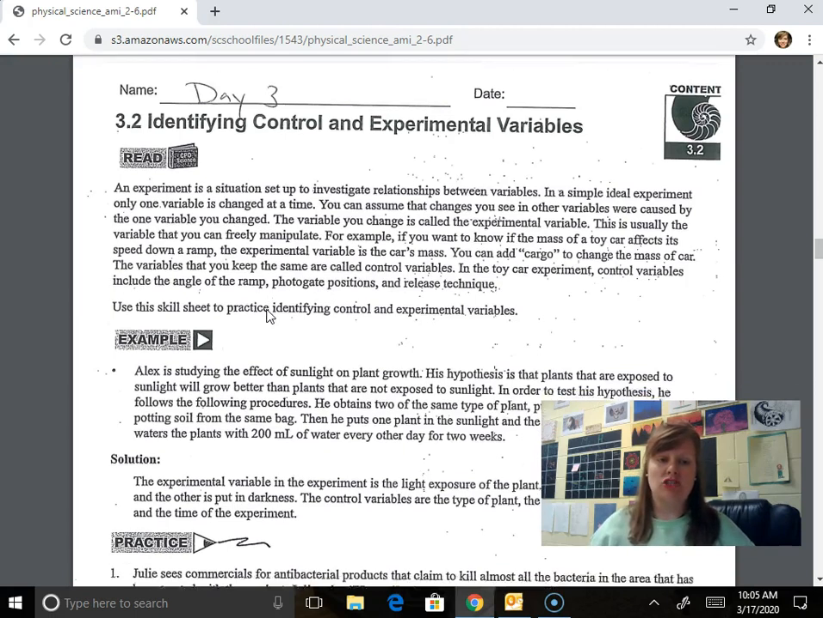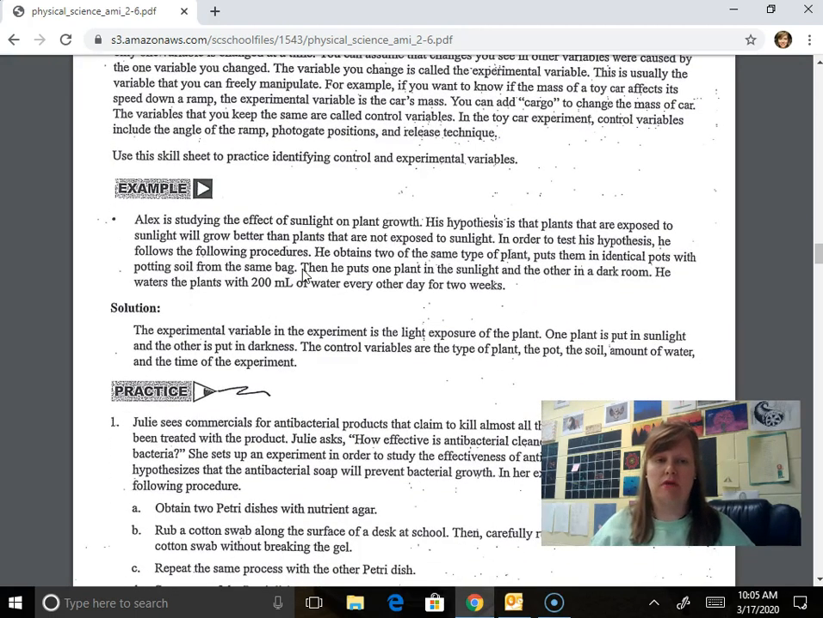So then it says we'll use the skill sheet to practice identifying control and experimental values. So it gives you an example to go off of. Alex is studying the effect of sunlight on plant growth. His hypothesis is that plants that are exposed to sunlight will grow better than plants that are not exposed to sunlight. In order to test his hypothesis, he follows the following procedures. He obtains 2 of the same type of plant, puts them in identical pots with potting soil from the same bag. Then he puts one plant in the sunlight and the other in the dark room. He waters the plants with 200 ml of water every other day for 2 weeks.